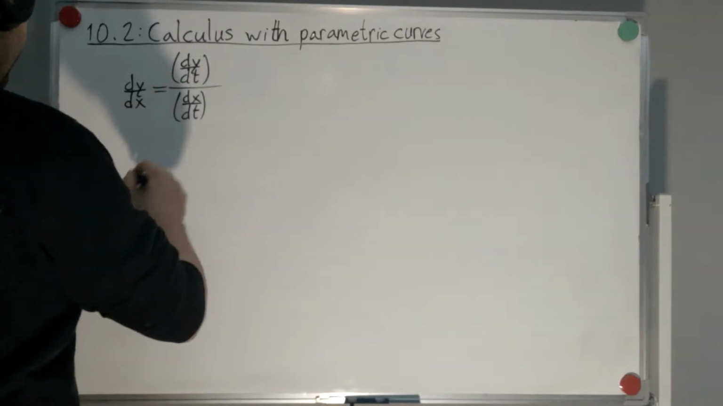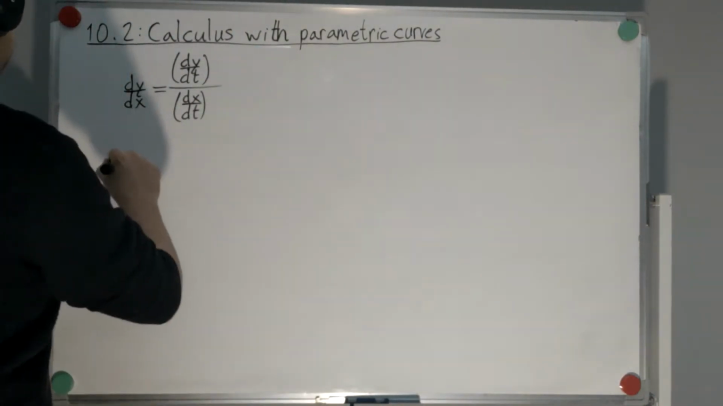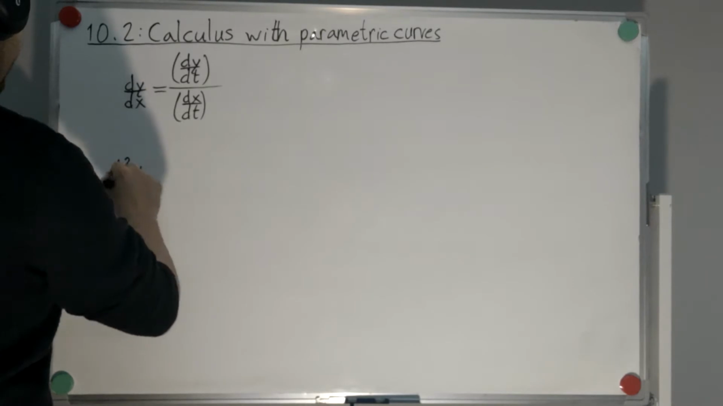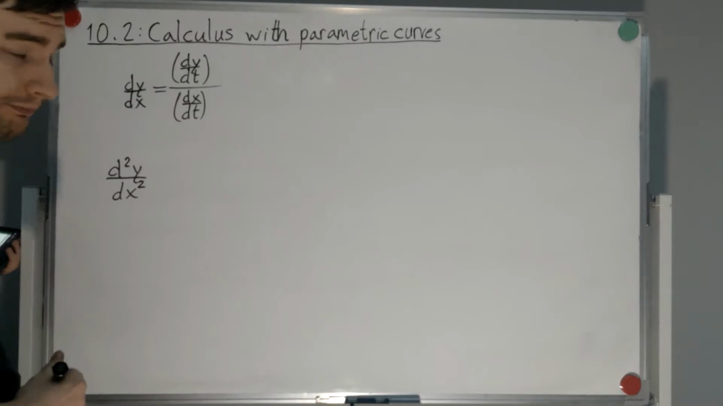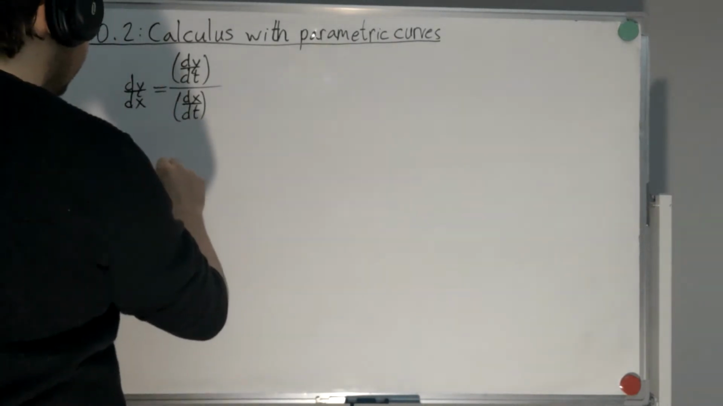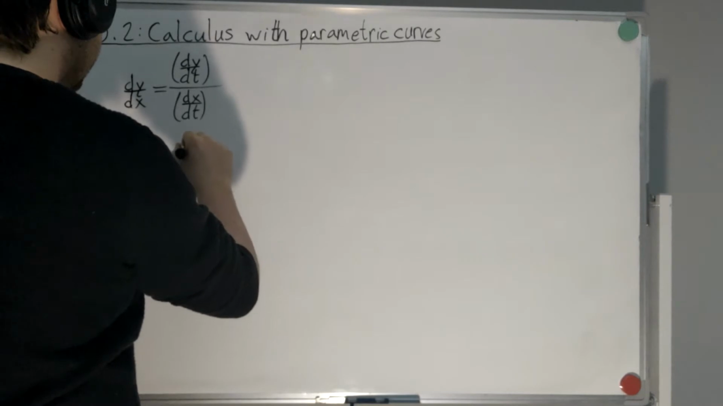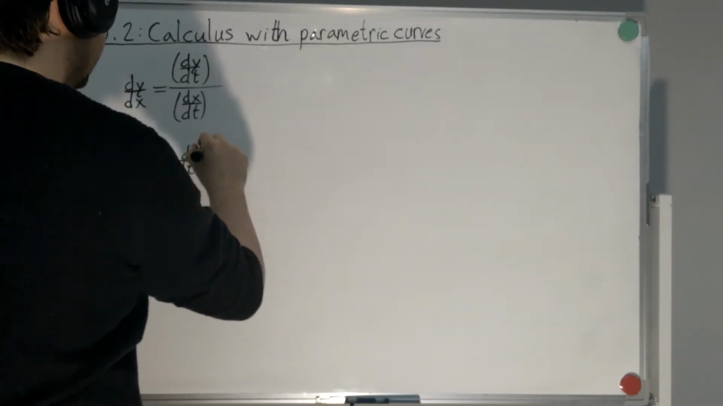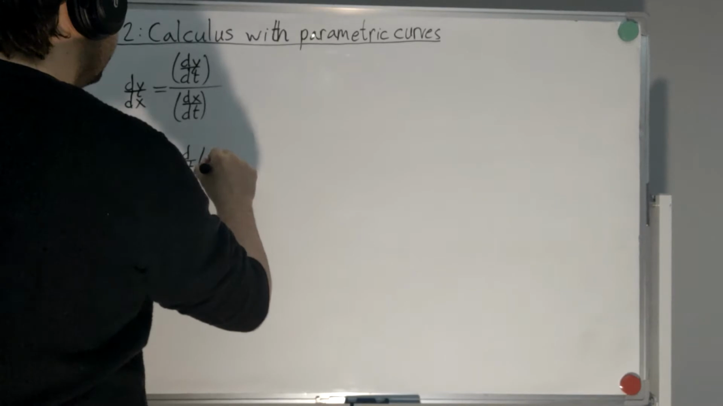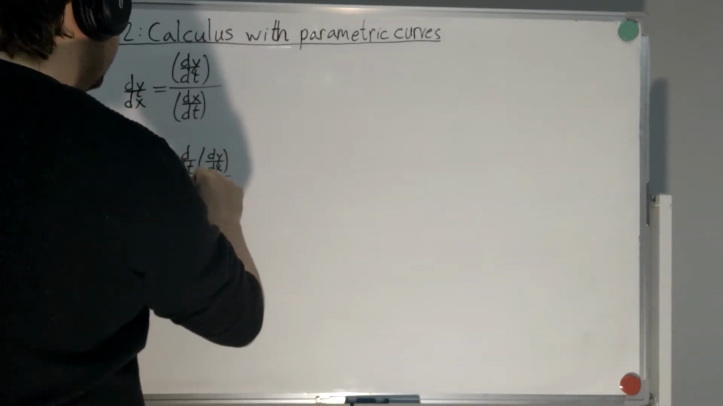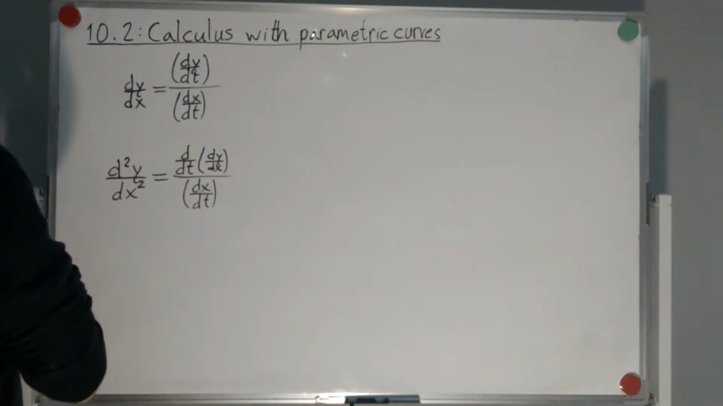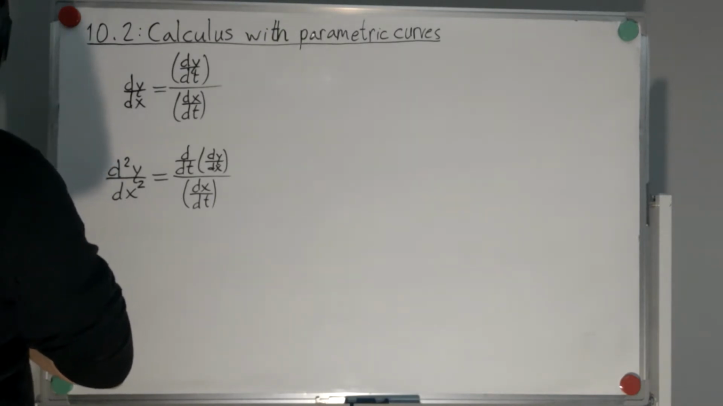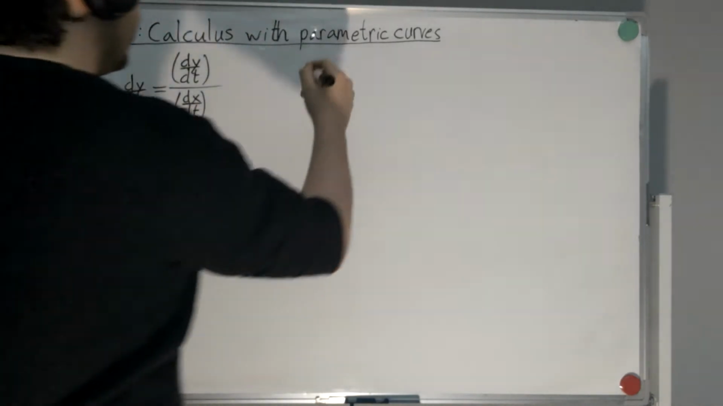Okay, and then the other thing is concavity. So concavity, again, regardless of context, you're always talking about d²y/dx². In this context, that is going to be d/dt of dy/dx divided by dx/dt. And of course, dy/dx is right here. Okay? So, of course, we're going to do some examples.